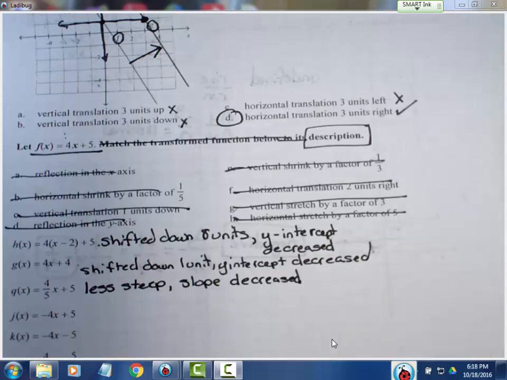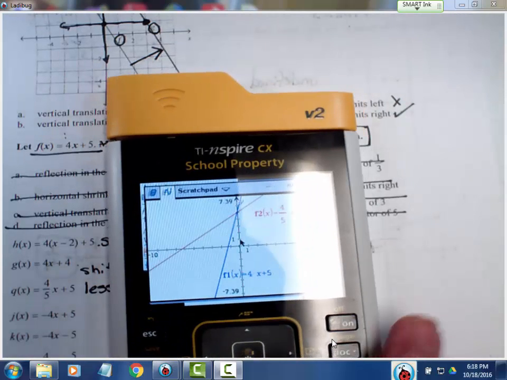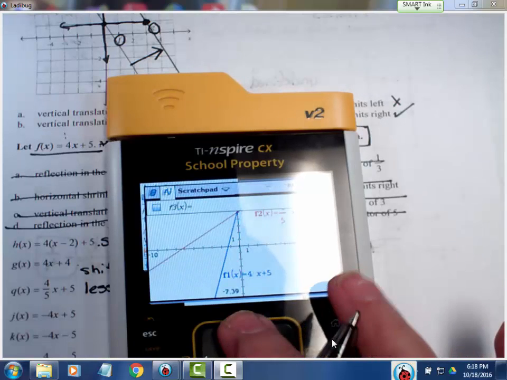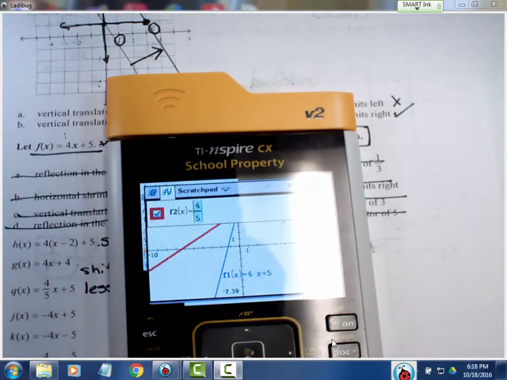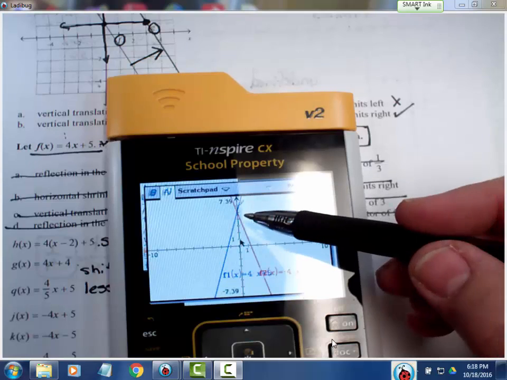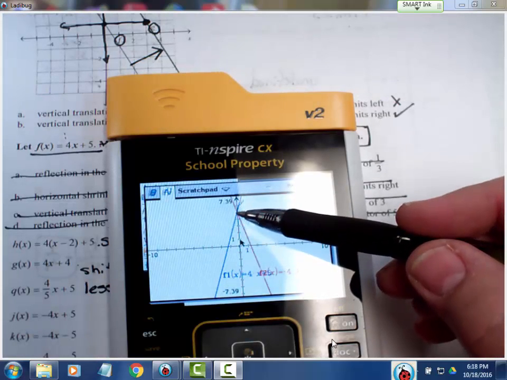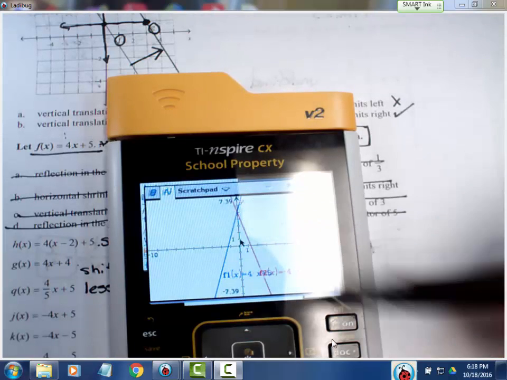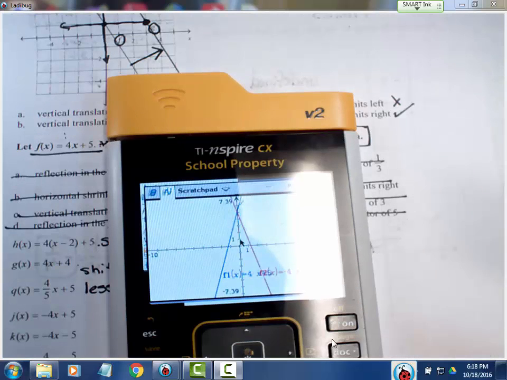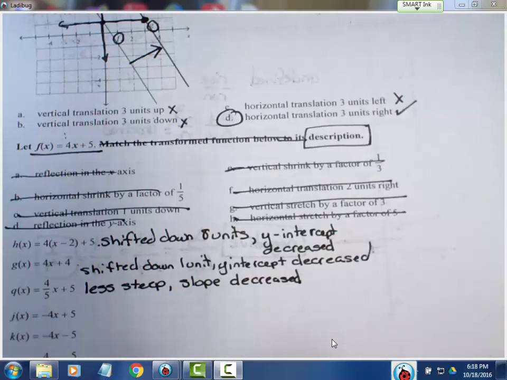All right, let's take a look at the next one. So again, tab, up arrow, delete, and now I'm going to have negative 4x plus 5. Enter. And now my red line, well, it's the same place, and it would appear that it just reflected across the y-axis. I don't see any other differences, and when I look at my equation, the only thing that seems to be different is positive 4 versus negative 4. Okay, so I'm going to say here that it reflected.